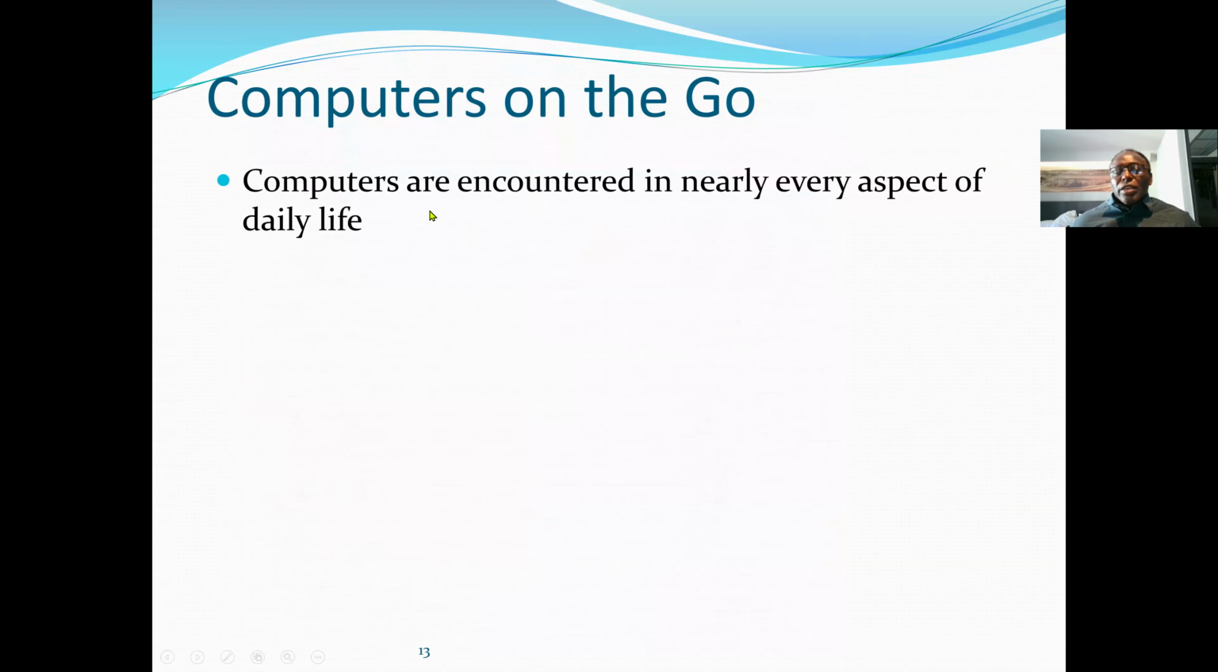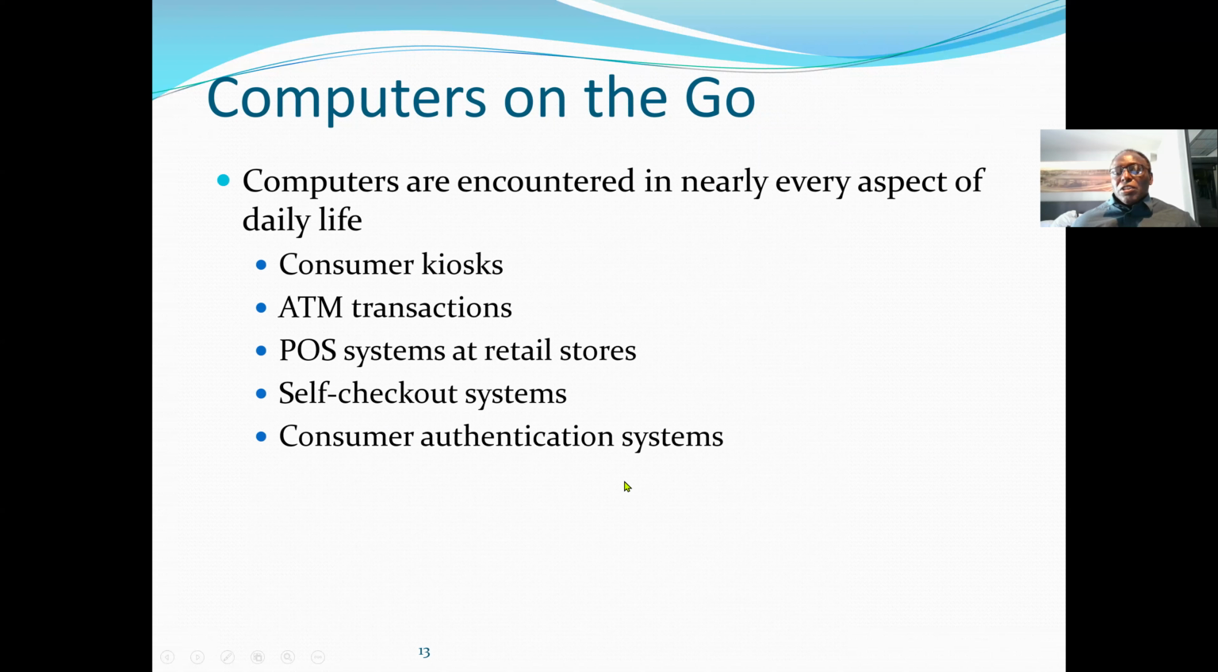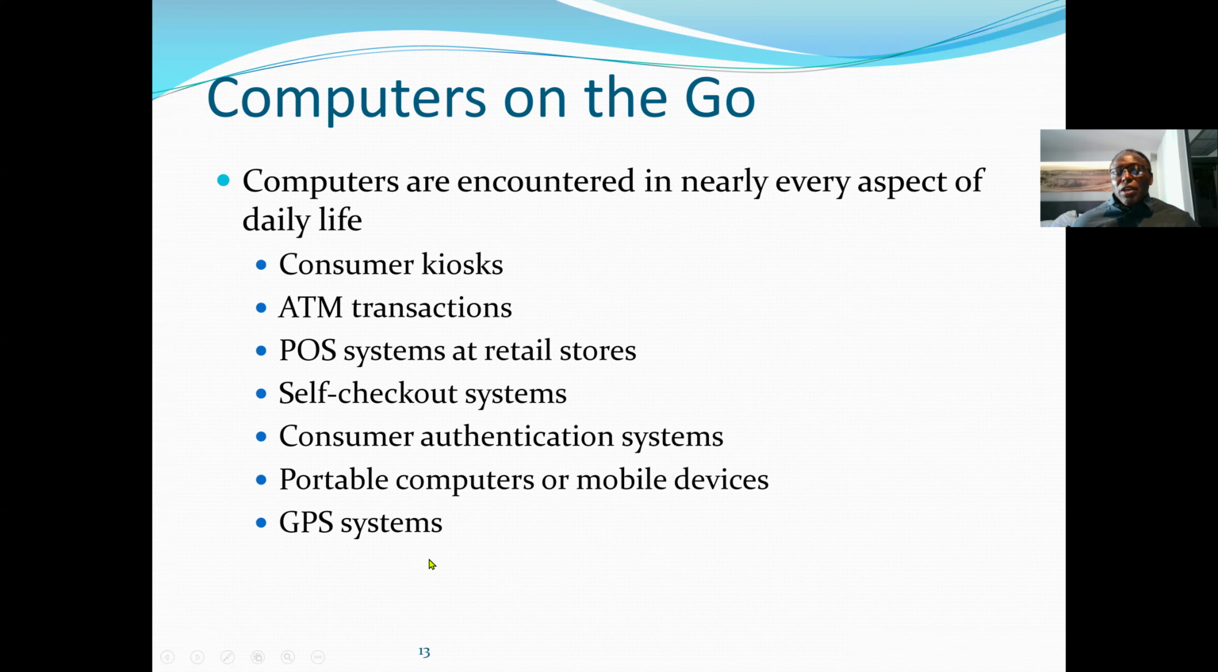Computers on the go. Again, here we say computers are encountered in nearly every aspect of our daily life. For consumer kiosks, an example would be self-check-in at the airport, or you may go to a supermarket and check out on your own. And these are all computer systems. ATM transactions, point of sale systems at retail stores where you can check out yourself, self-checkout systems, consumer authentication systems, portable computers or mobile devices, and GPS systems also use computing systems.